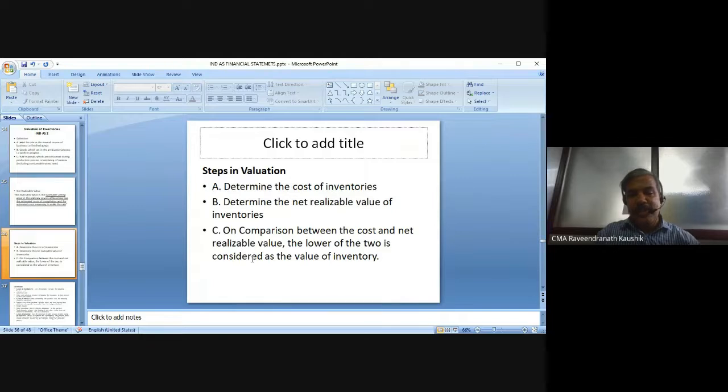So how do you evaluate? Determine the cost of inventory. What is cost? I'll come back to it in a few seconds. And then find out net realizable value. Compare these two, net realizable value or cost. The lower of the two will be considered as the value of inventory.